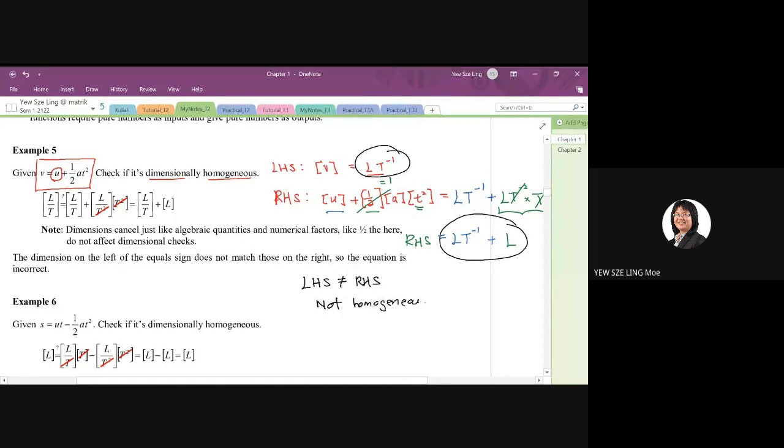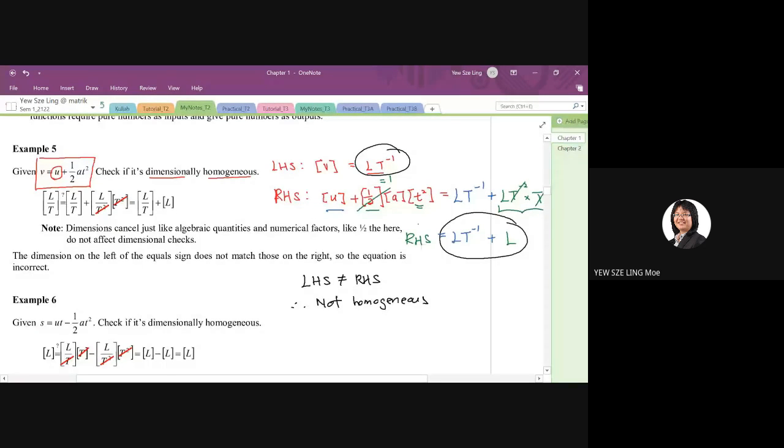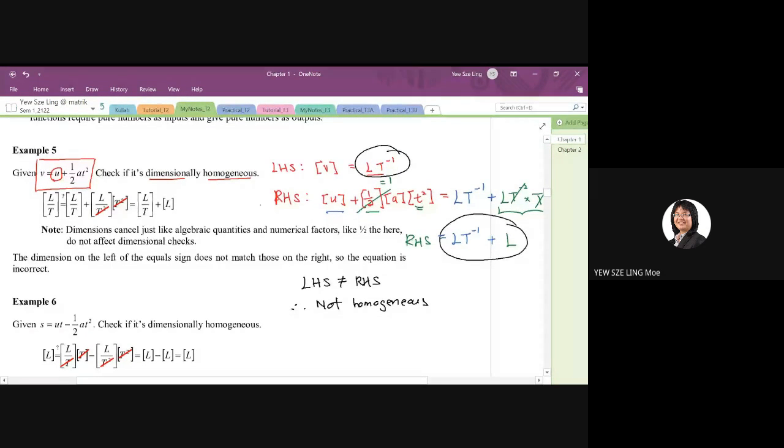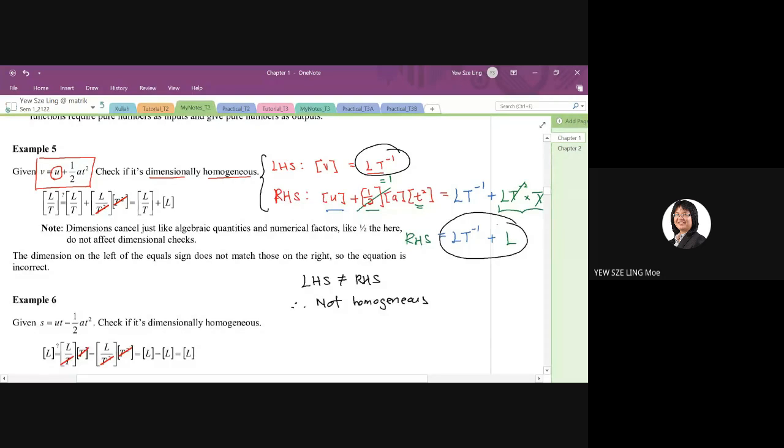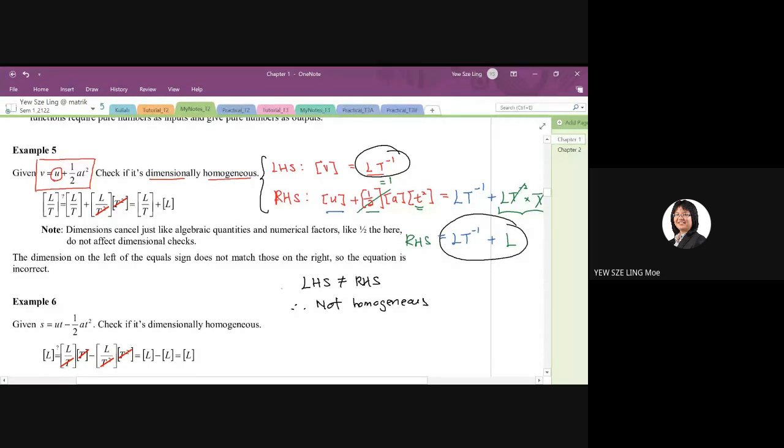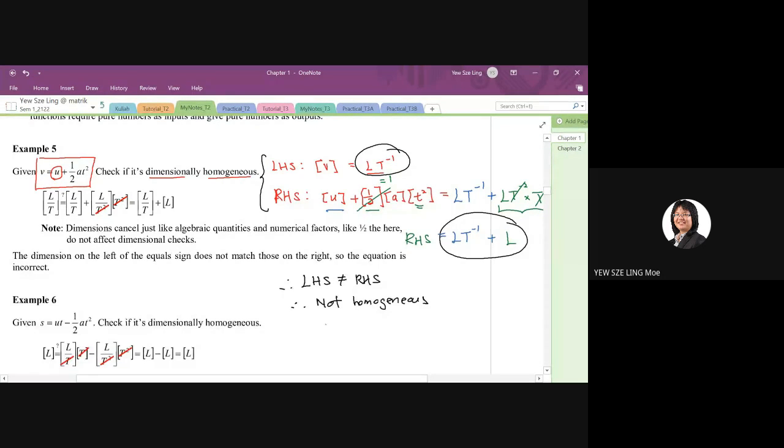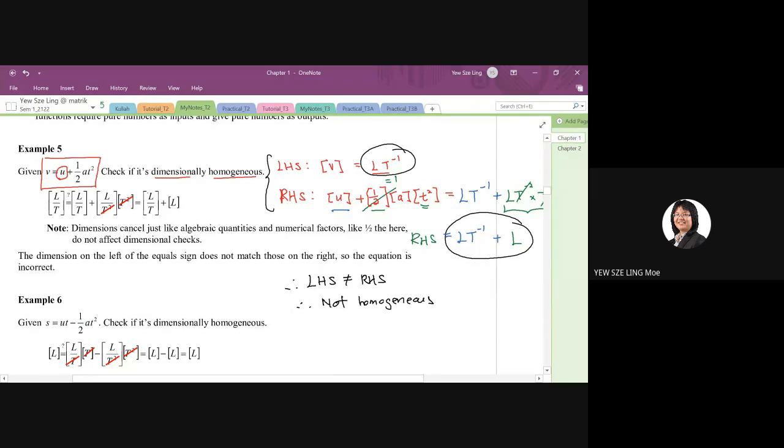So this question usually is worth 3 marks in your exam. The calculations that you show here, left-hand side and right-hand side, you need to show both, then you obtain 1 mark. Conclusion, they are not equal, 1 mark. Not homogeneous, 1 mark. So usually this is a 3 marks question.